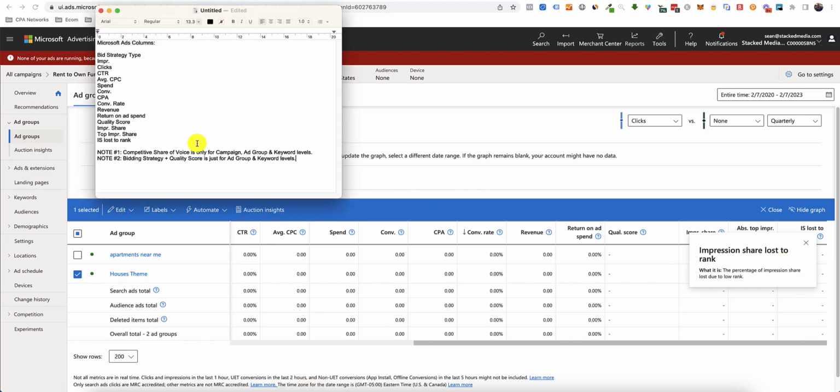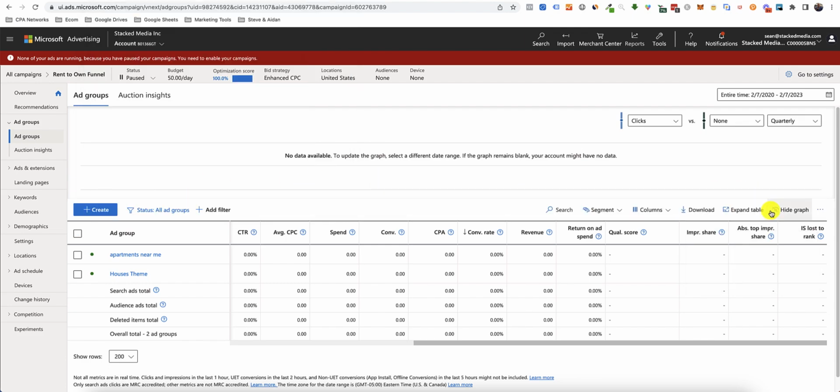Some things to note, okay? I have them all organized here. These stats that you see here will be available at the campaign, the ad group, and keyword level, but they won't be available at the search term or ad level, okay? And then bidding strategy type and quality score will only be useful at the ad group and keyword level, okay? I'll put this below the video.